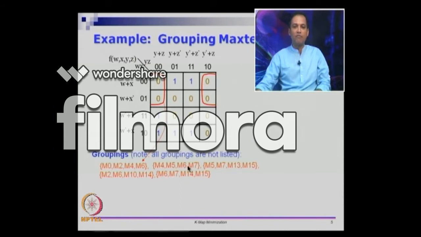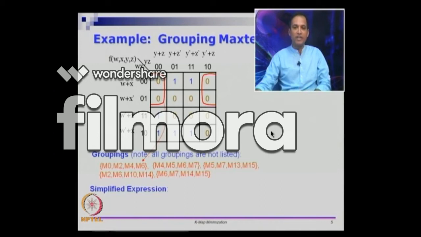For example, M4, M5, M6, M7 also forms a group. So let us look at the terms here, M4, M5, M6 and M7, that is this row here. Right? Let us look at this one, M6, M7, M14, M15. So this is M6, this is M7, this is M14, this is M15. These 4 zeros are also adjacent to each other, so that is one of the terms and so on. So in this picture I am only showing one of the groupings, I am not showing all the groupings. So this is to get the possible groupings.